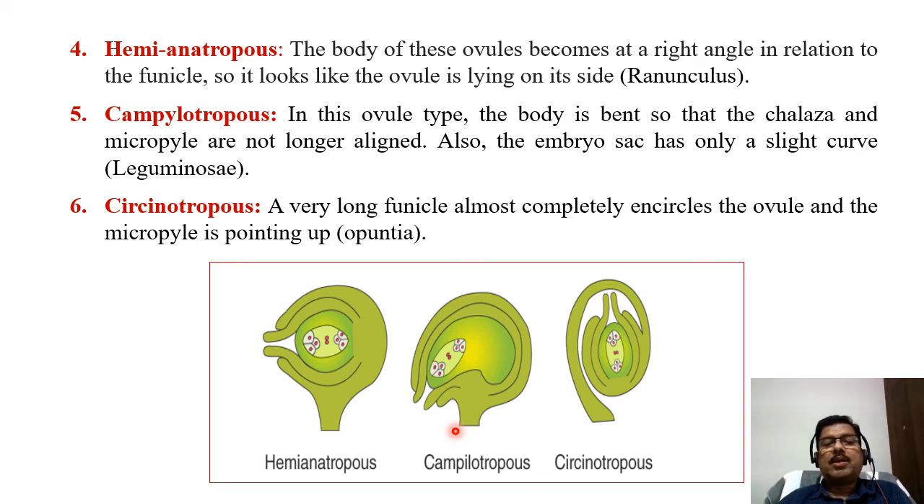Then the fifth category is campylotropous. In this ovule, the body is bent so that the chalaza and micropyle are no longer aligned. Also, the embryo sac has only a slight curve. Example, members of Leguminosae. Whereas in circinotropous, a very long funicle almost completely encircles the ovule, and the micropylar end is pointing up. Example, Opuntia.